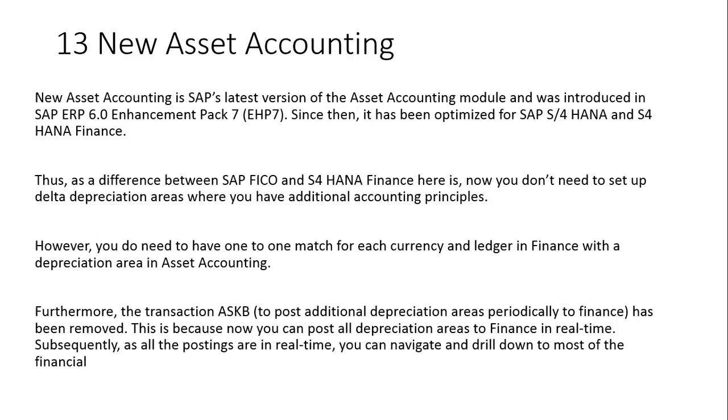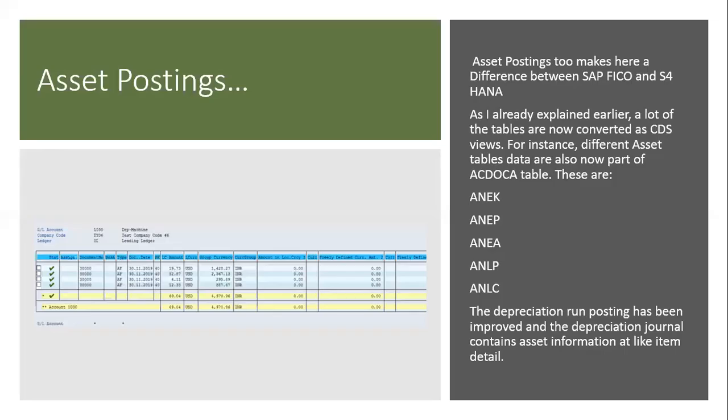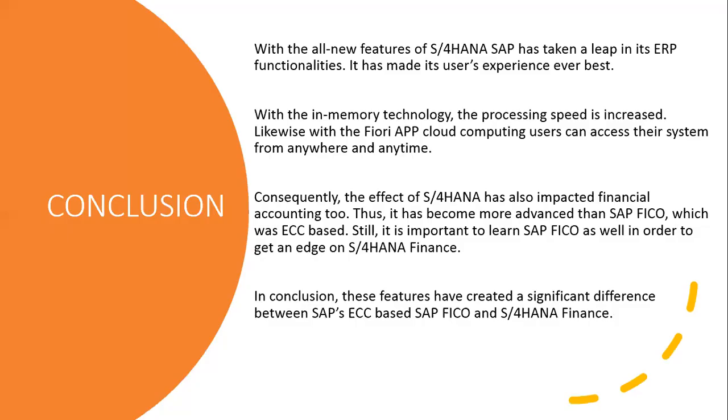Depreciation posts on a real-time basis, not periodically. This is because you now post all the depreciation areas to finance in real time. Subsequently, all the postings are in real time. You can navigate and drill down to, in most of the finance functionality. Of course, we have explained earlier that the different asset tables are also now part of the ACDOCA. The precision run has been improved, and the precision journal contains asset information like the line item view.